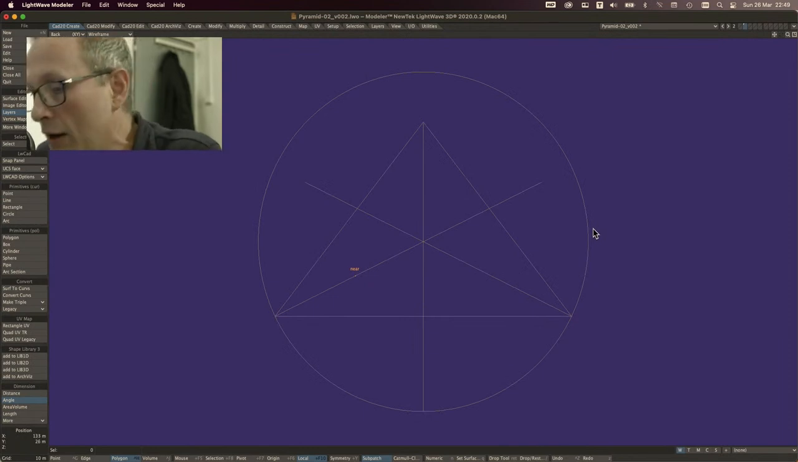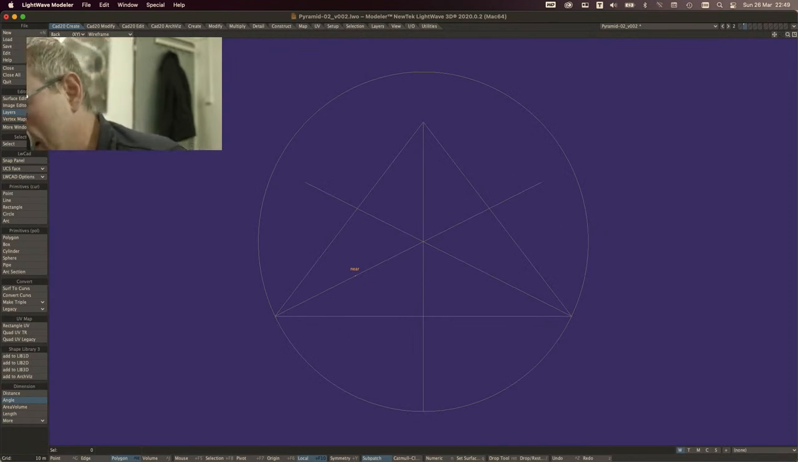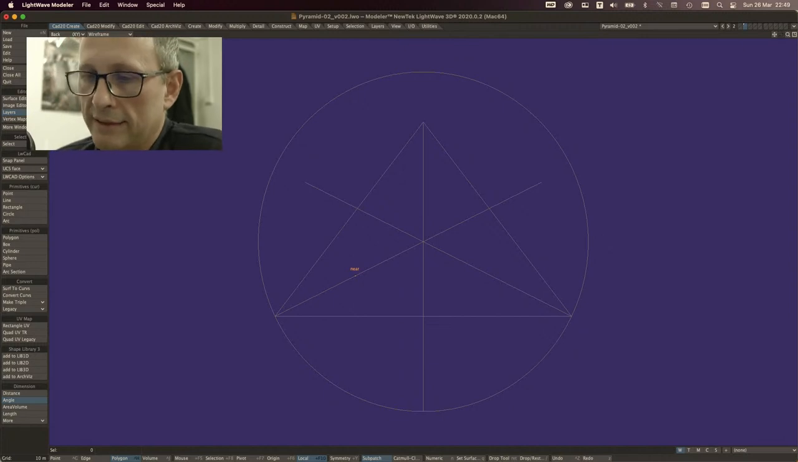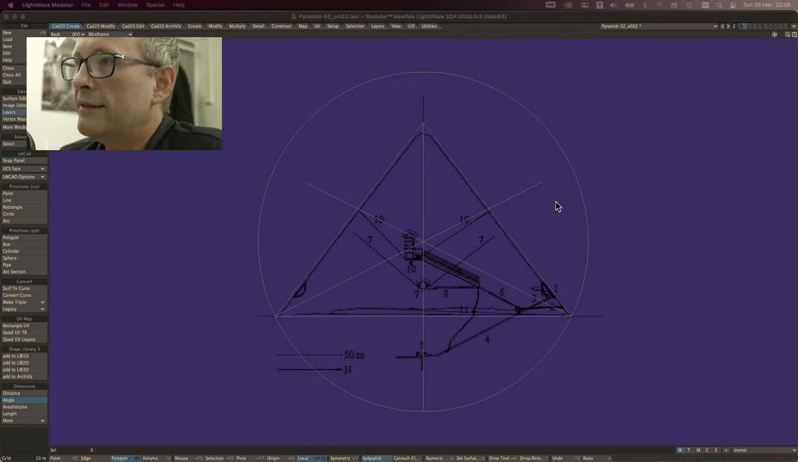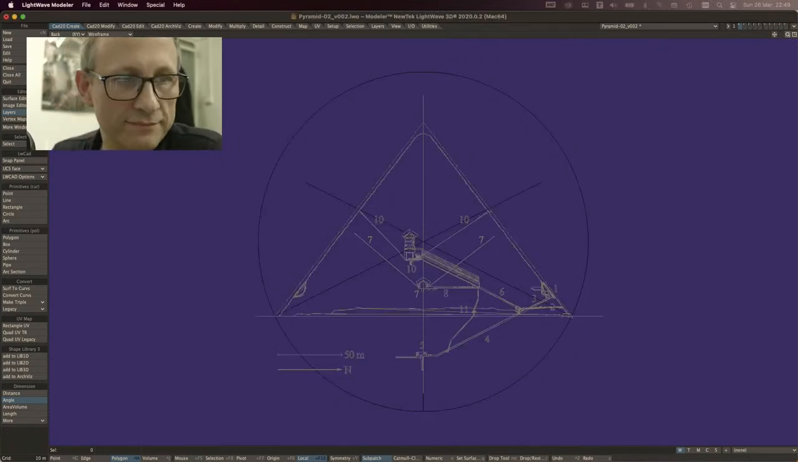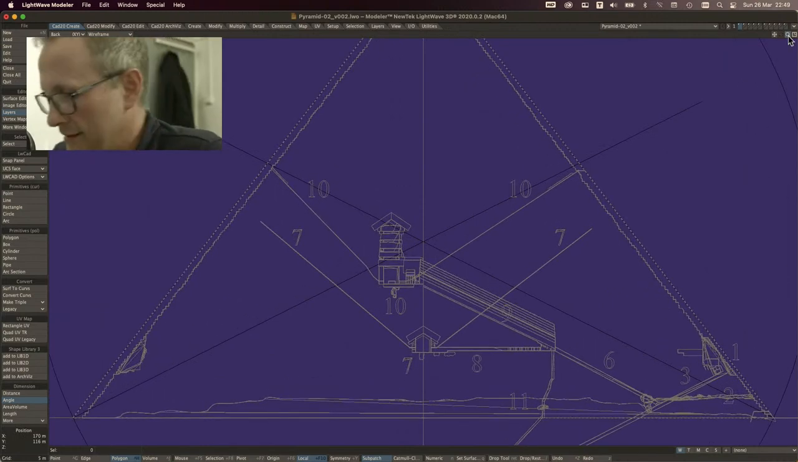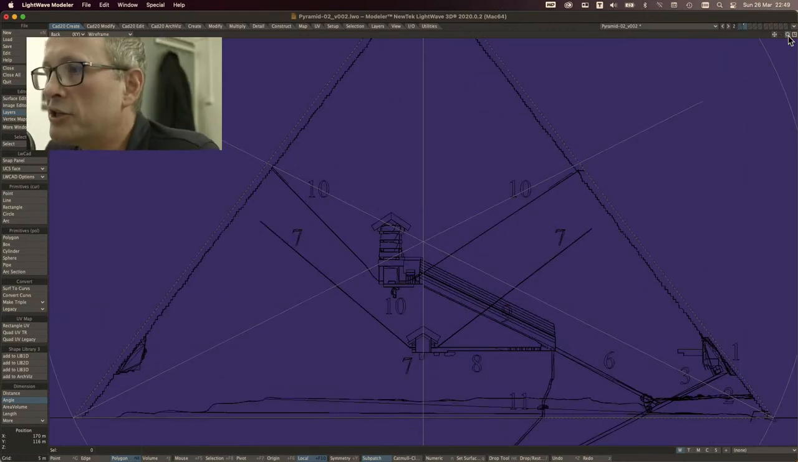Okay, now what I did is I overlaid that over my properly scaled pyramid, and this is what I got. So you can look at it in inverse there, okay. And sure enough, yes, the line here is essentially parallel to this one of the ascending passageway in the Grand Gallery.